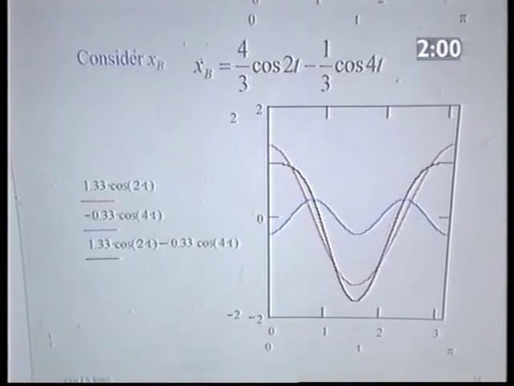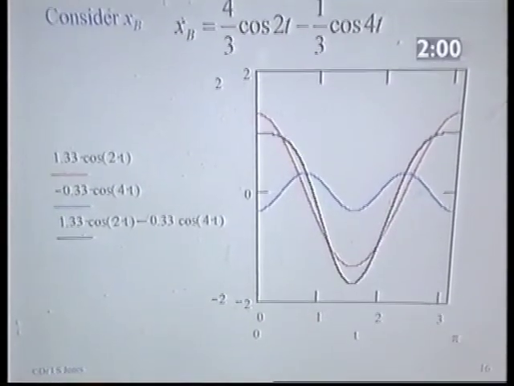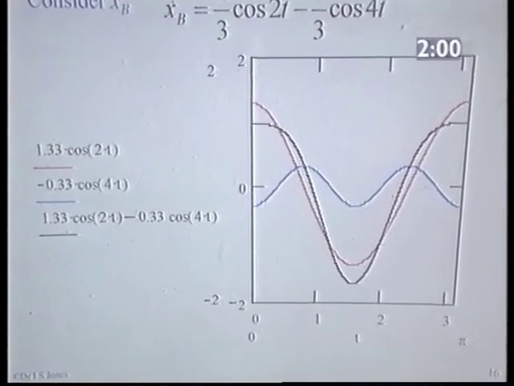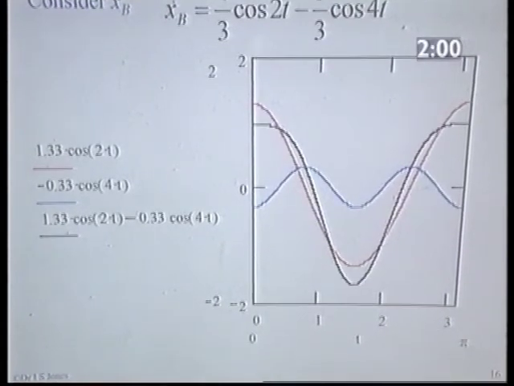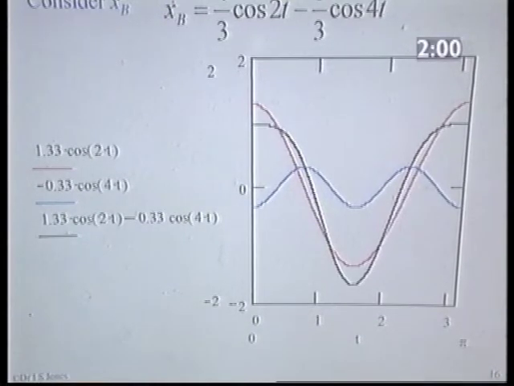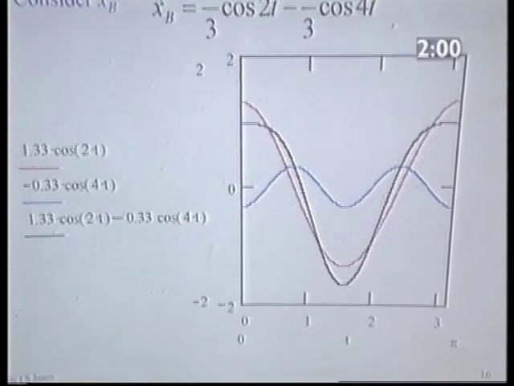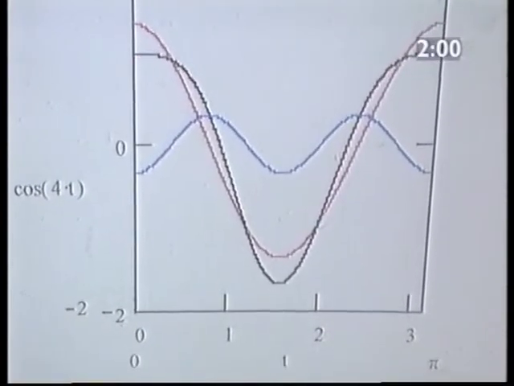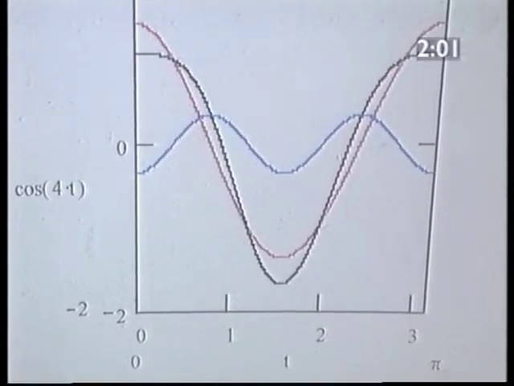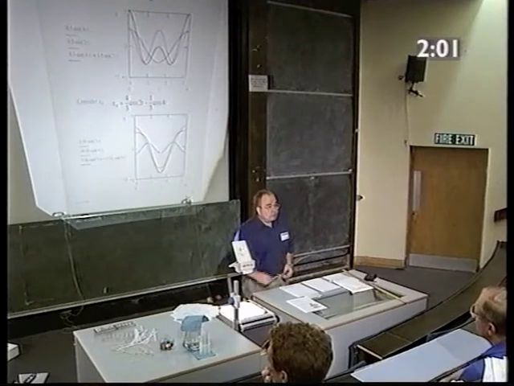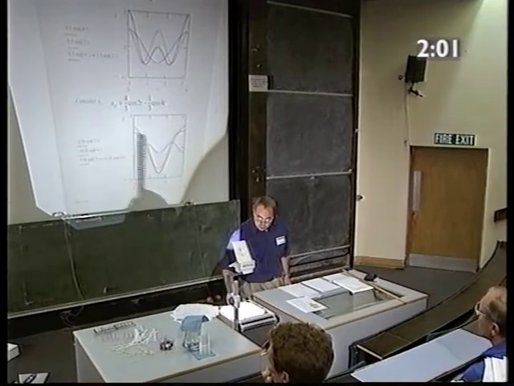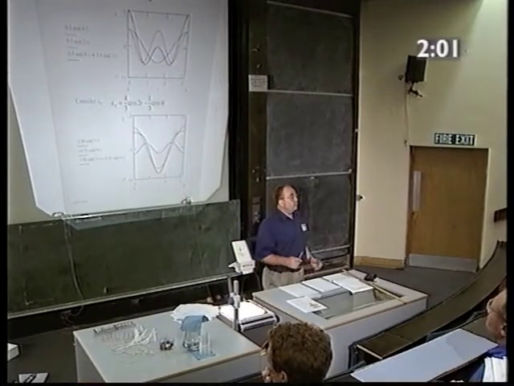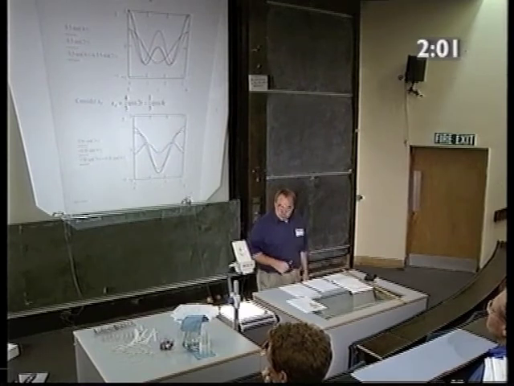If we look at the other solution, xb, we get this sort of behavior. This second one was 1 1/3 times cos 2t, which is this red curve, starting at 1 1/3. Different scale to get this on. The other thing I've plotted is minus 1/3 cos 4t, which is the blue curve. And when you add them together, you get this black curve, which, again, for the same reason, repeats itself. But if you imagine putting this part of the black curve with that part of the black curve, there's quite a time when it's flat.